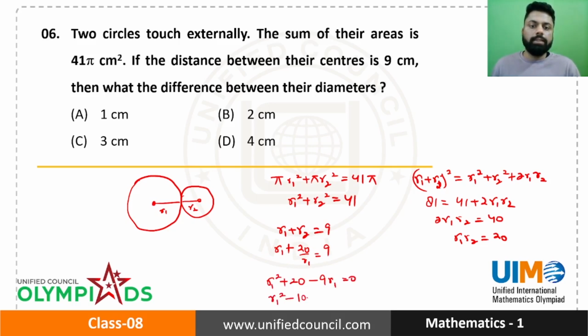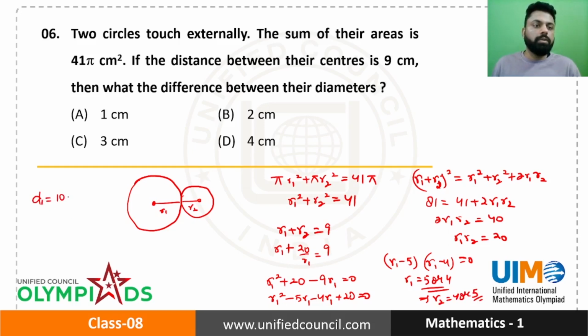r1 square minus 5 r1 minus 4 r1 plus 20 equal to 0. This implies r1 minus 5 and r1 minus 4 equal to 0. So r1 is equal to 5 or 4. This implies that r2 is equal to 4 or 5. So diameter 1 is equal to 10 centimeter, diameter 2 is equal to 8 centimeter. D1 minus D2 is equal to 10 minus 8, that is 2 centimeter. B option is the correct answer.